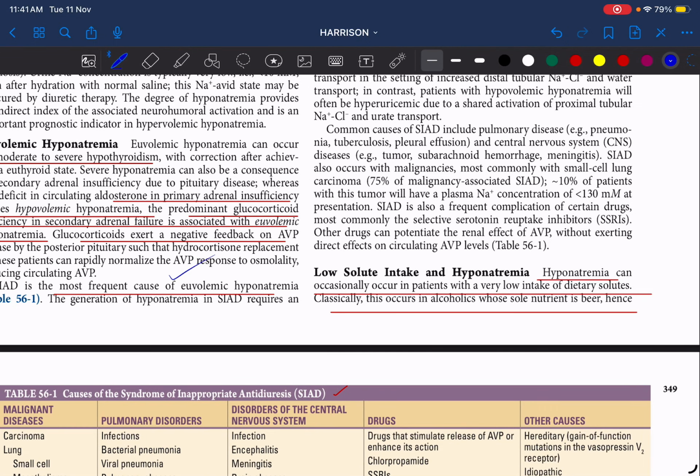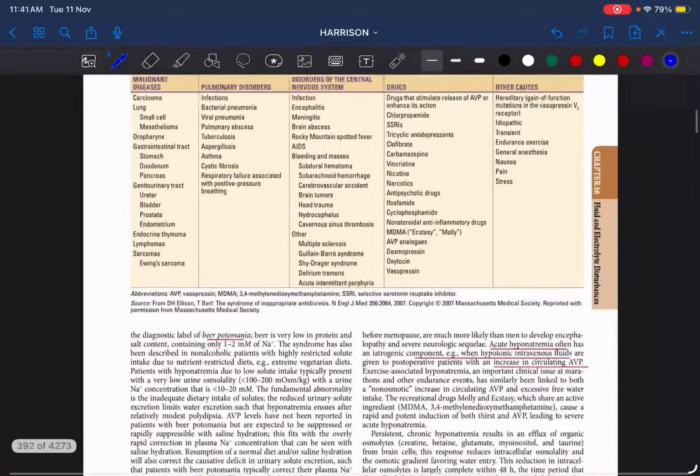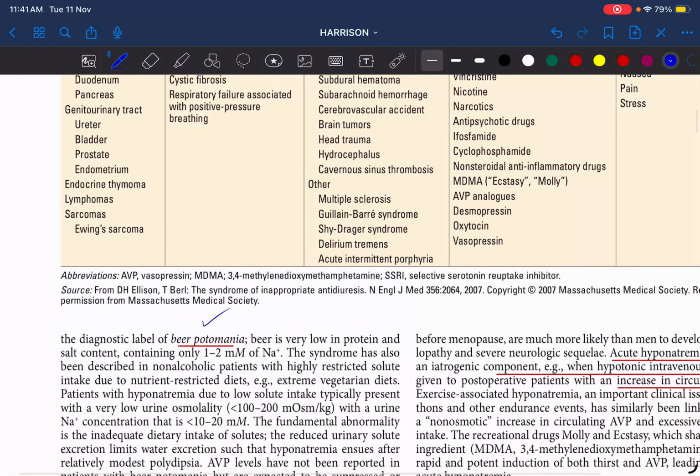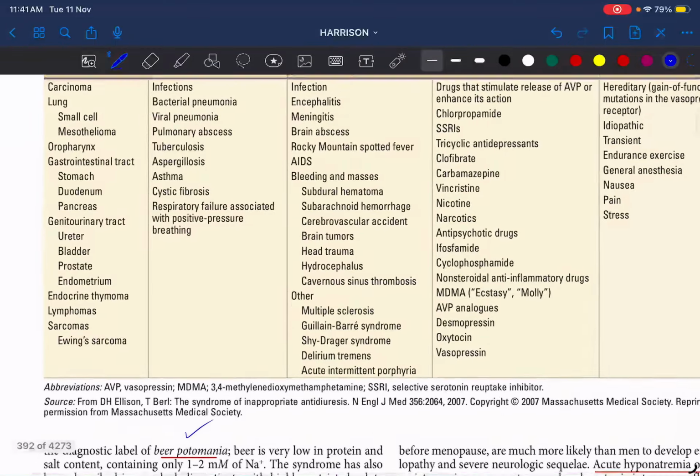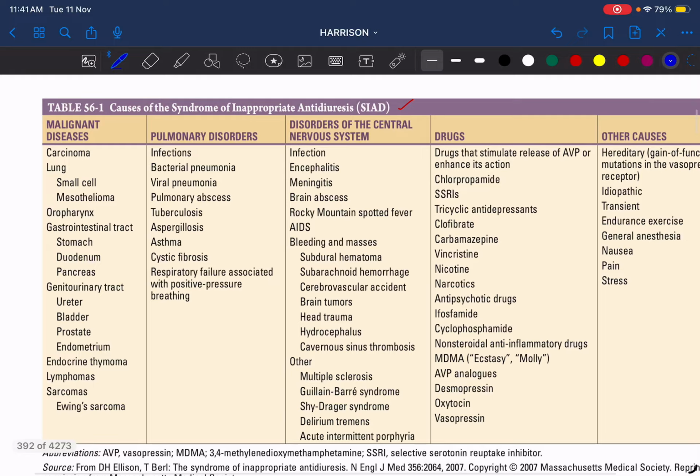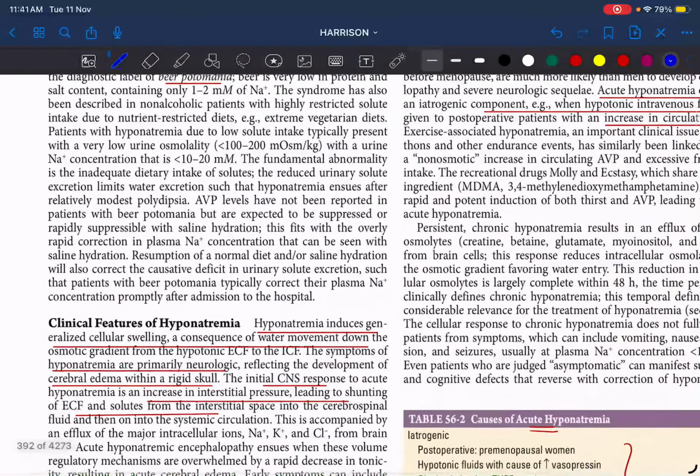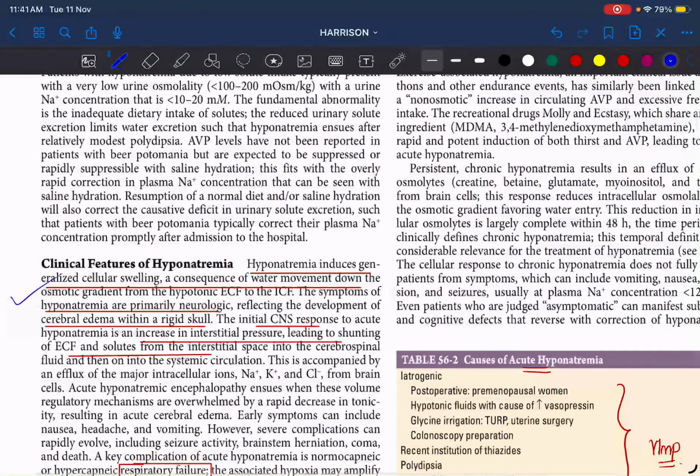When it comes to the other cause, it is low solute intake. The patient will have a very low intake of dietary solute, as in beer potomania, which is a condition with decreased intake of dietary solute. Again, it causes hyponatremia. So these are the causes of SIADH, a different topic which I have discussed in detail. Coming to the clinical features, remember, what is actually happening? There is more water in these patients.